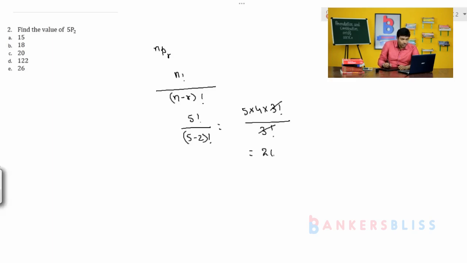5 into 4, 20. See here, in the numerator I stopped at 3 factorial, because in the denominator I had 3 factorial. So 3 factorial directly I can cancel, so I can save a lot of time. So your answer is 20. Option C, 20 is the right answer. Okay, let's move on to the next problem.